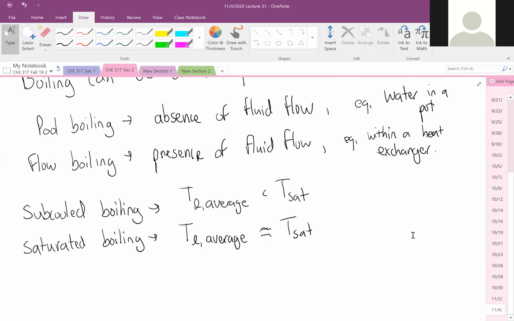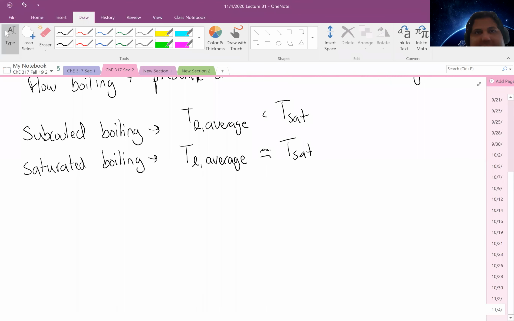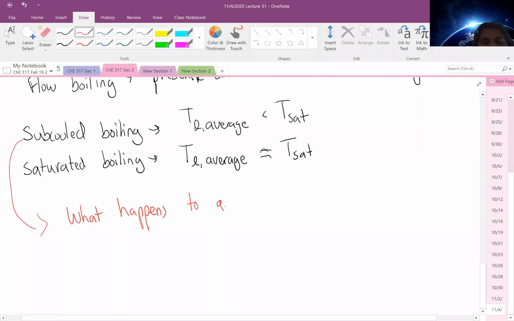And so let's first consider, because we're going to go through the stages of boiling. The first stage would be in a subcooled state. So my question for you guys is, what happens to a liquid as it comes to a boil, so to speak?